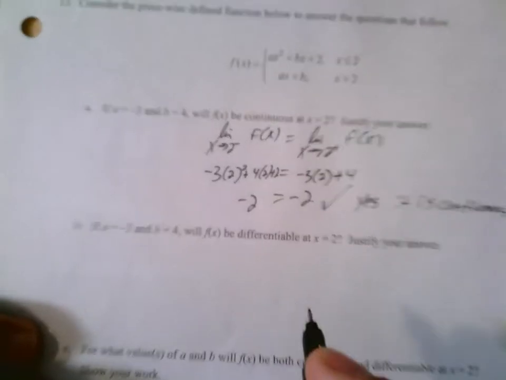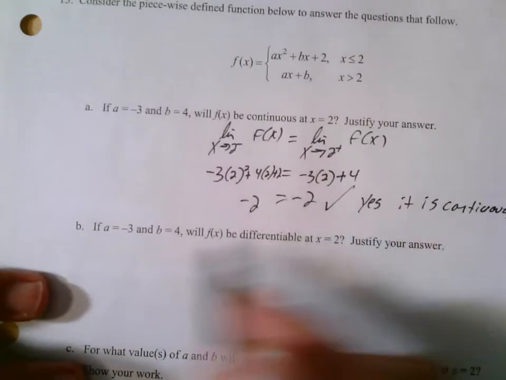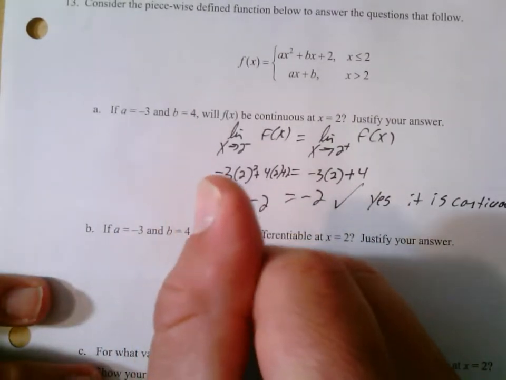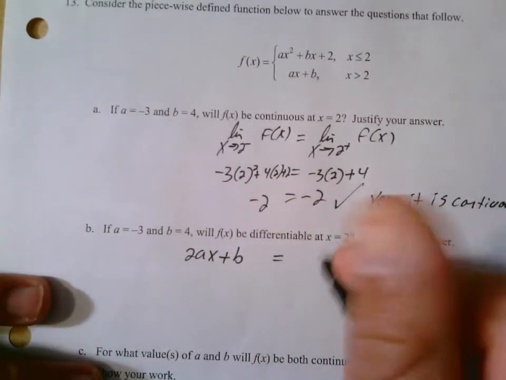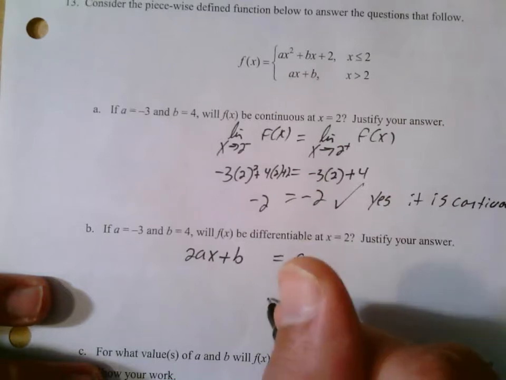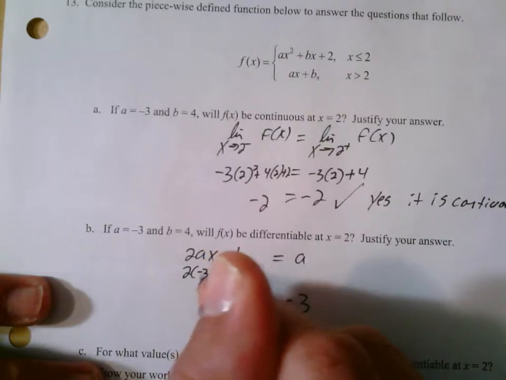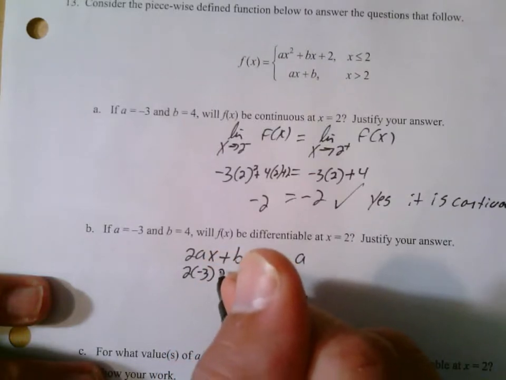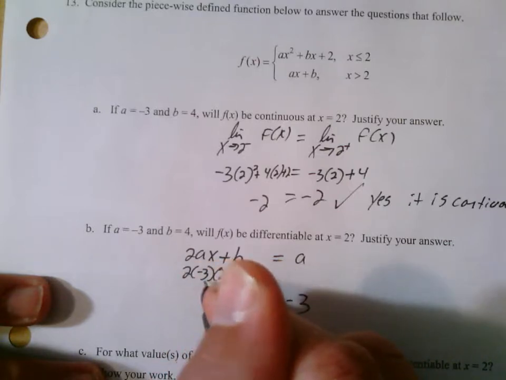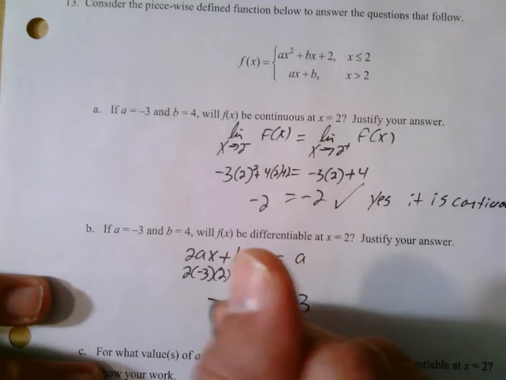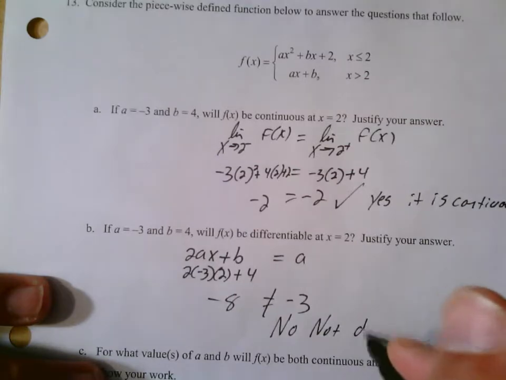Differentiable, so we're going to differentiate and plug in our numbers and see if they're equal. So 2ax plus b must be equal to a. So in this case, a is negative 3. 2, negative 3, 2 plus 4. It's 4 times negative 3, which is negative 12, plus 4 is negative 8. No, not differentiable.